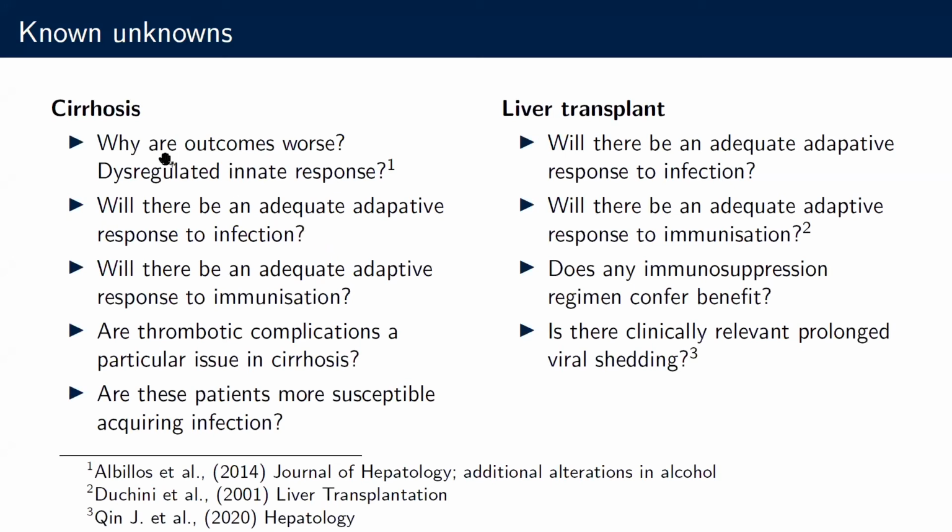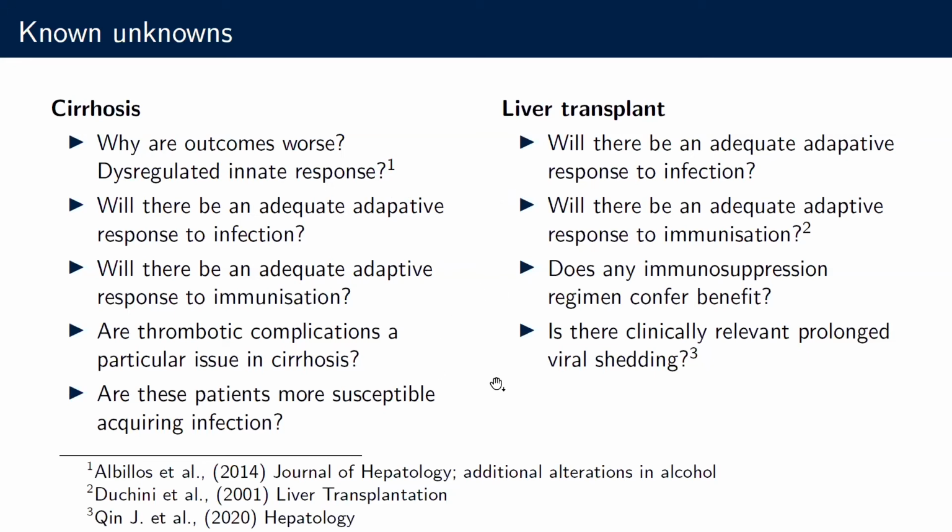So channeling Donald Rumsfeld, known unknowns. I think amongst the cirrhosis patients, why are outcomes worse? Publications have talked about disproportionate release of cytokines associated with the innate response in cirrhosis patients, this immune dysregulation. It's unclear whether the cytokine response is exaggerated in our patients. We need to know whether there'll, in both cirrhosis and the liver transplant cases, be an adequate adaptive immune response, because of course most of the people we're seeing now cannot have had an adaptive immune response because they will not have encountered the virus before, but will they become immune and stay immune after an encounter or after an immunization? Very important to both groups.